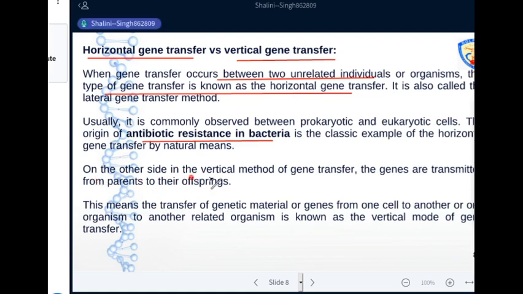On the other side, in the vertical method of gene transfer, genes are transmitted from parents to their offspring. This means the transfer of genetic material or genes from one cell to another or from one organism to another related organism is known as the vertical mode of gene transfer.